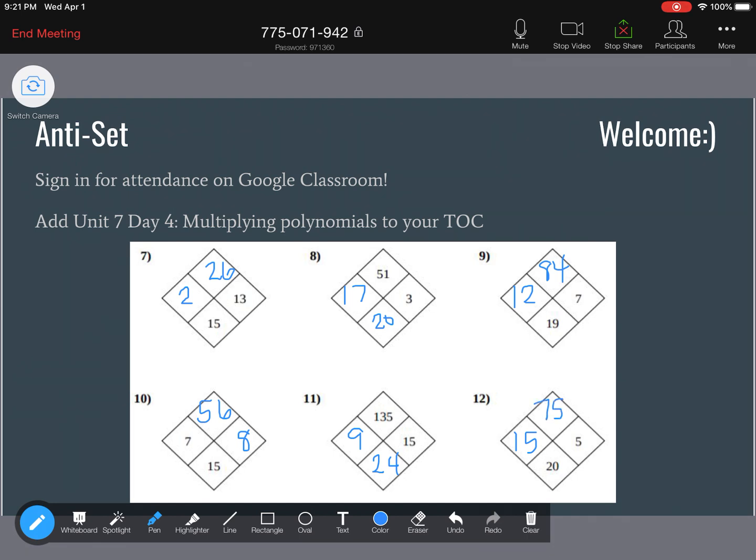Hopefully you're feeling more comfortable with these and they're making more sense. You feel like you can do these quicker. Granted, some of these numbers are higher than we will typically do, but it's still important to know what we're doing as we work through these diamond problems. Okay, so let's move on.